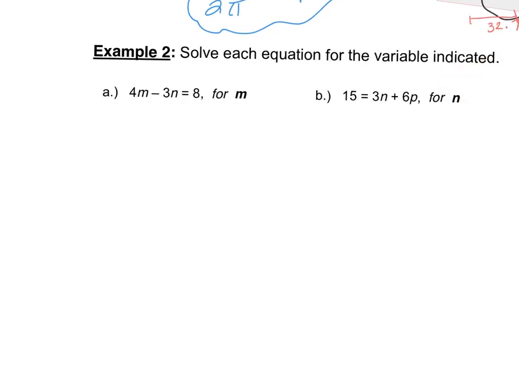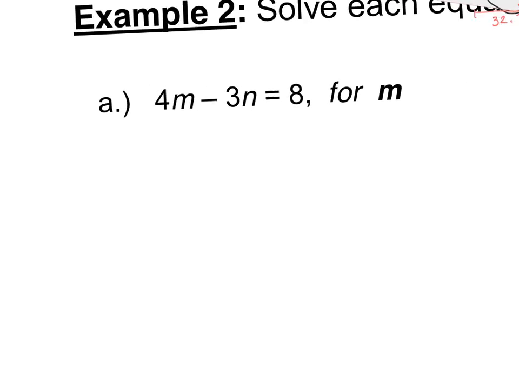Solve for the variable indicated. All right, they want us to solve for m. That means we're finding out what happened to m. Step 1, what did we do to m if you knew what m was? Well, order of operations says that the very first thing you would do is multiply m by 4.